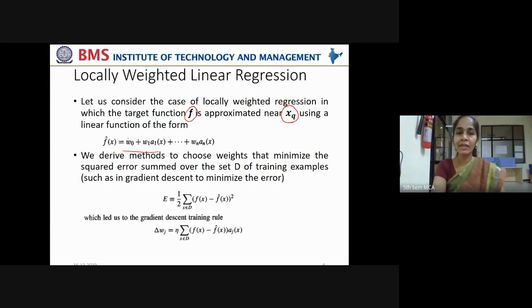Okay, so initially we take the constant w0, a weight when all the other attributes don't play any role. In that extreme case, it will have this bias term w0 plus w1 a1(x), the weight w1 assigned to the first attribute, next w2 assigned to the second attribute, and so on, wn weight assigned to the nth attribute. Okay, this is how you formulate a linear equation for weighted regression. Now we derive methods to choose weights that minimize squared error.